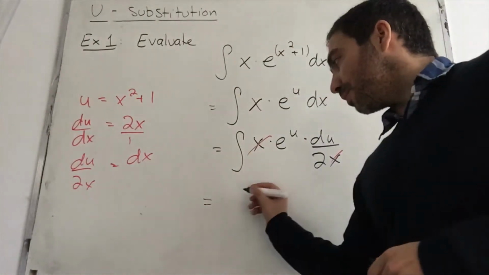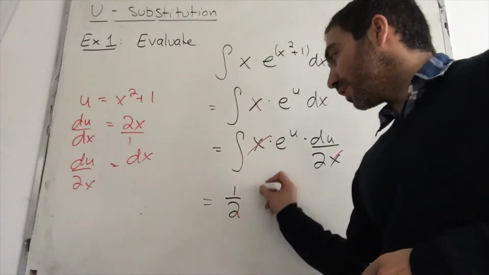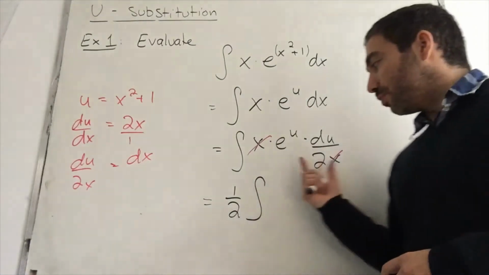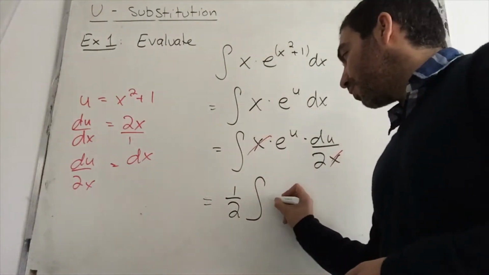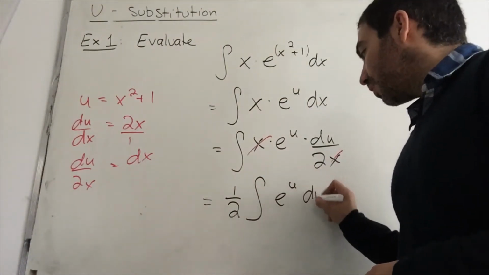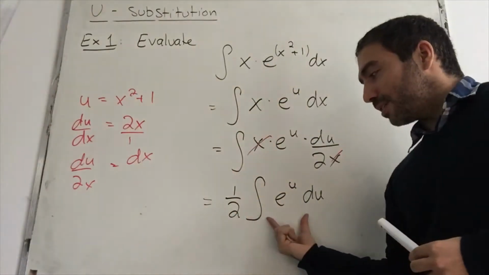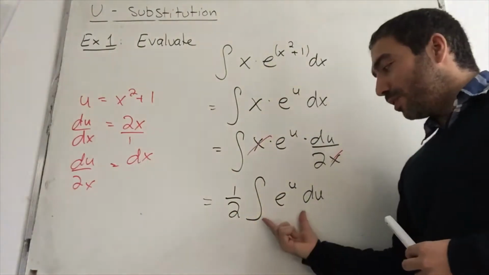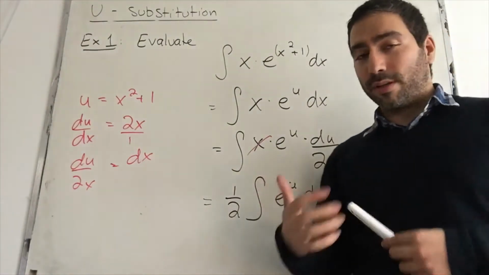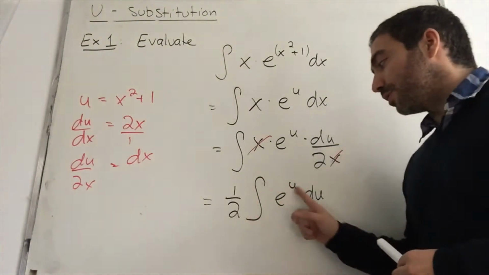So since we have a constant multiple, we could take it out of the integral. That's one of our integration properties. Removing the 1/2 on the outside leaves us with the integral of e to the u du. And we went from something which we had no clue about and replaced it with this, which now we know. We know the integral of e to the u, or think of it as e to the x. The letter you're using doesn't matter.